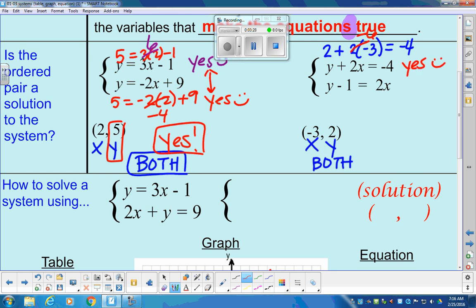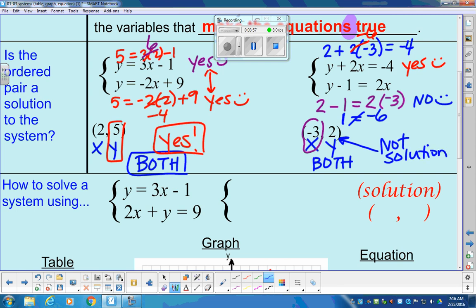In the bottom equation, then, we would plug in a 2 for y. We subtract 1 on the left-hand side. On the right-hand side, we have 2 multiplied by the x value. It says that the x value here is -3. We want to know if that's true. 2 minus 1 is equal to 1. Does that equal -6? No. So yes, it works for the top equation. No, it doesn't work for the bottom equation. So we're going to say not a solution.